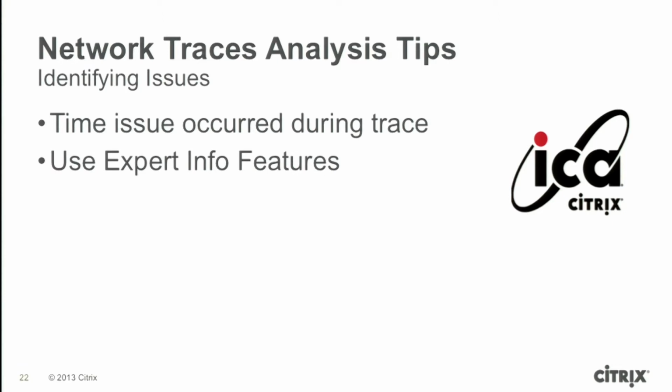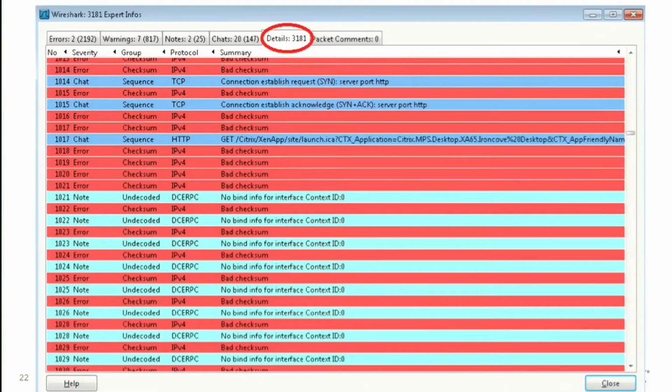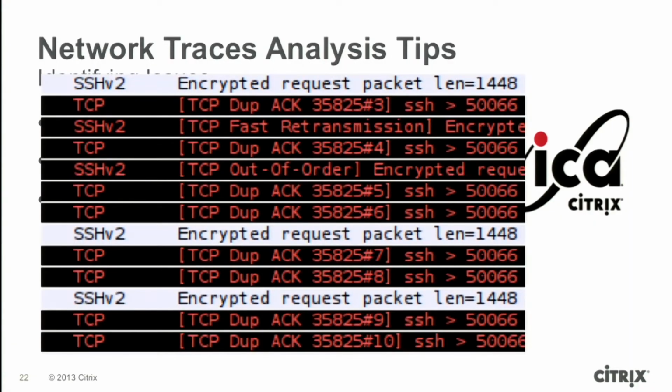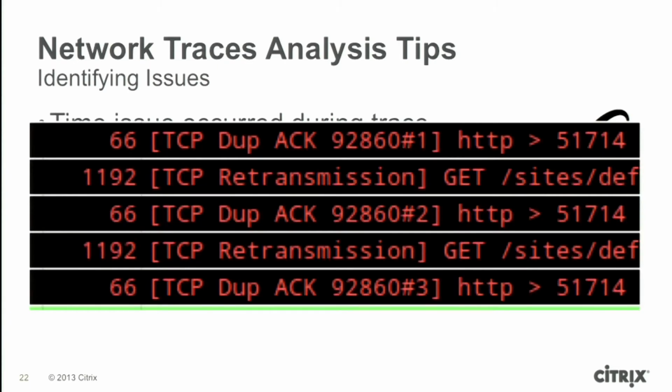Wireshark has an excellent expert info feature. Located in the Analyze menu, you can get some really useful data out of the Details tab. Here you can identify network saturation. You'll see these TCP dump ACK messages. And you can find retransmissions and resets. Here's what a TCP retransmission looks like.